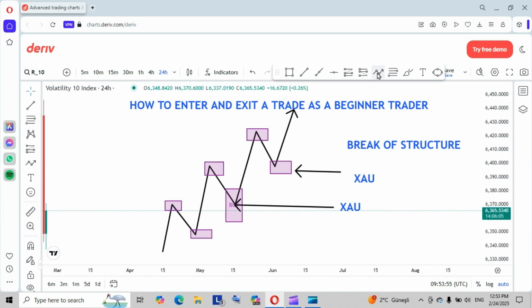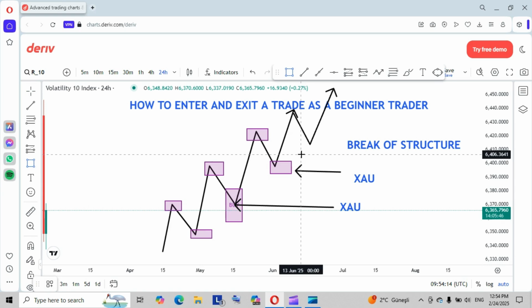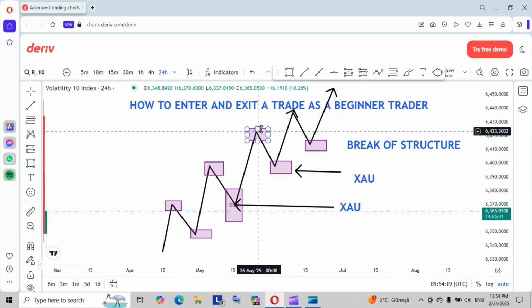Then you wait again for another break of structure, for this previous high to be broken. Inasmuch as it has been broken, you wait for a pullback, then you wait for another high again. So if you want to add another trade, this is where you add again. You always want to enter at the higher lows for your buy trade.